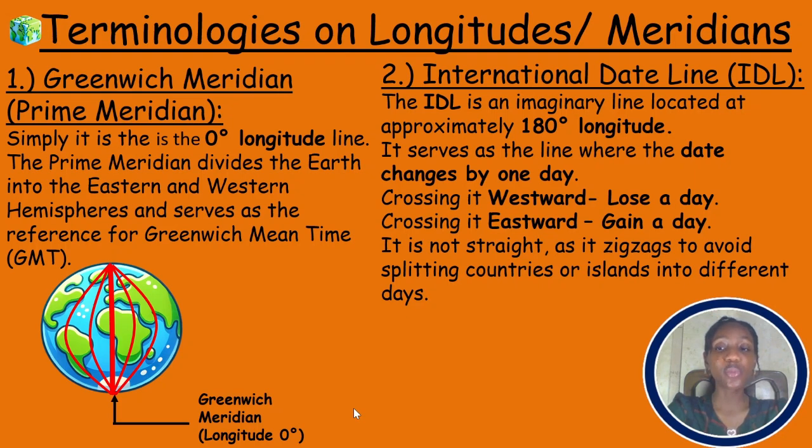The reason why I said approximately 180 degrees is because the line is zigzag, as we can see in the definition. You can check online for pictures of the ideal. If it was straight, it would cause some countries and islands to be split into two different days. This would cause confusion and problems for communication, business, travel, and daily life. For example, imagine an island or country with two parts, east and west. If the line were straight, it would look like this. The east part would be a day ahead of the west part, and this would be confusing. Hence, the line will have to curve around the island, giving it a zigzag appearance, like so.